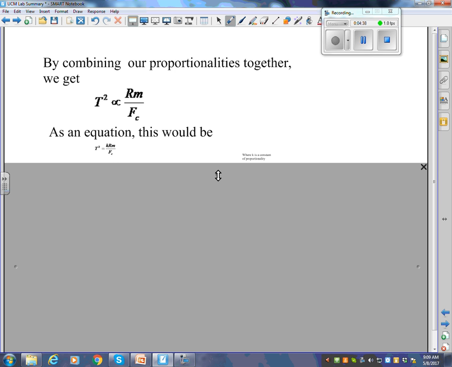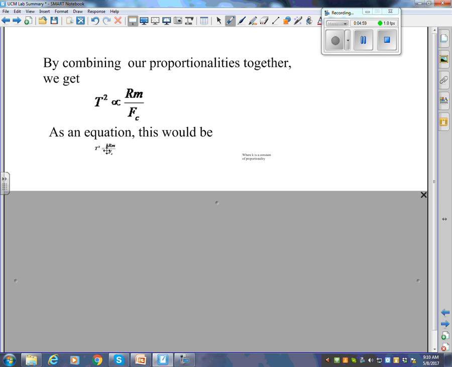As an equation. Now, I don't know if you've ever been shown this or not. Briefly alluded to in grade 11 when we did the circles lab, right? How do you turn a proportionality statement into an equation? Well, you change the proportionality statement with the equal sign, but you also have to bring in what's called the constant of proportionality. Okay, so T squared is equal to k, your proportionality constant, times Rm over Fc. So you replace the proportionality statement with an equal, and you throw in a k, right?